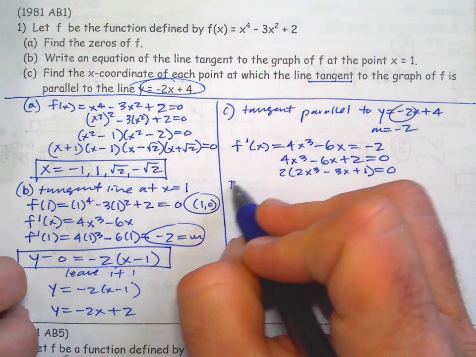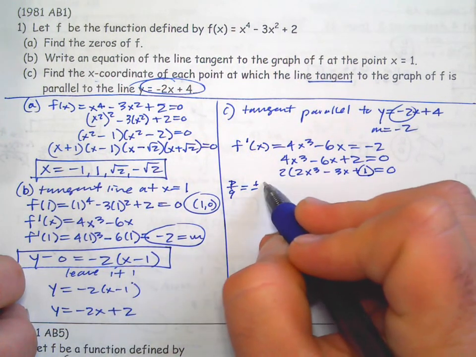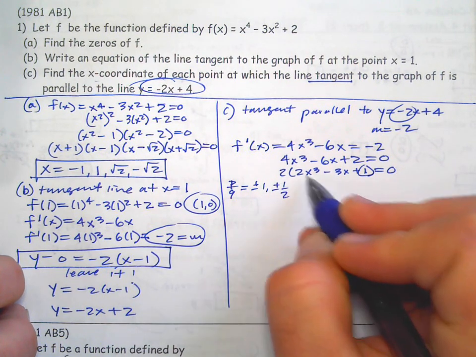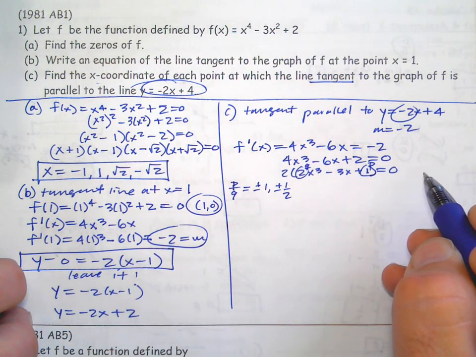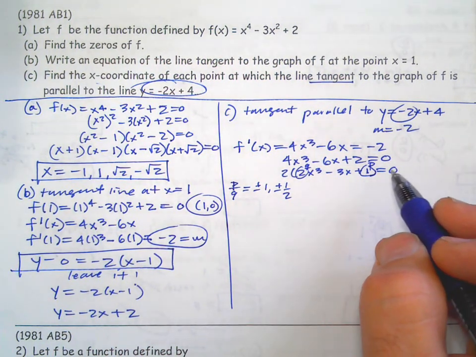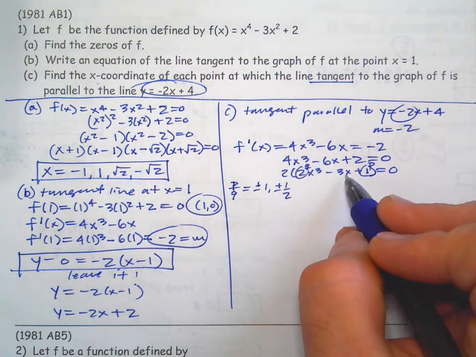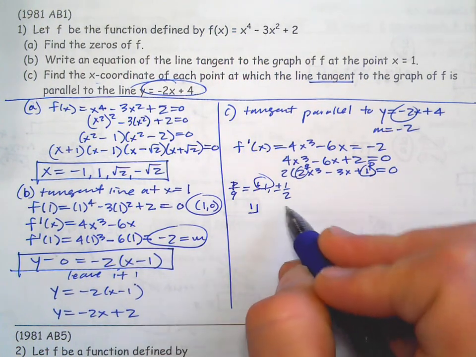So P over Q equals plus or minus 1, plus or minus 1/2, right? This is your P values, these are your Q values. So in your head, plug them in until you get a 0. If I plug 1 in, I get 2 minus 3 is negative 1. Oh, positive 1 works. So I'm going to do synthetic division.